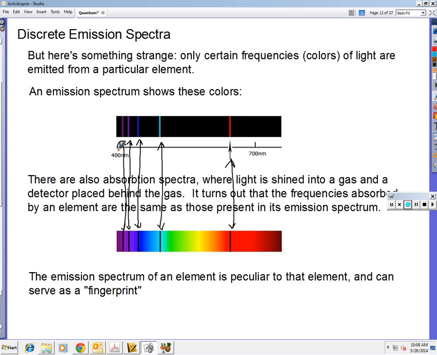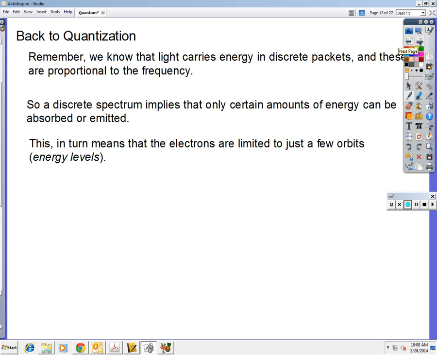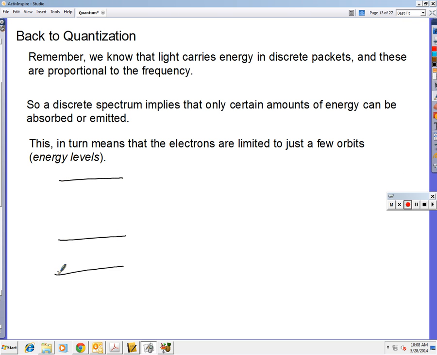And it's particular to an element. It sort of serves as the fingerprint of that element. It's really useful in a lot of chemistry analytical techniques. Now remember, we also know that the frequency of the light is proportional to its energy. So the fact that only certain frequencies of light are being emitted means that only certain amounts of energy can be absorbed or emitted. And that means the electrons are confined to just a few energy levels.